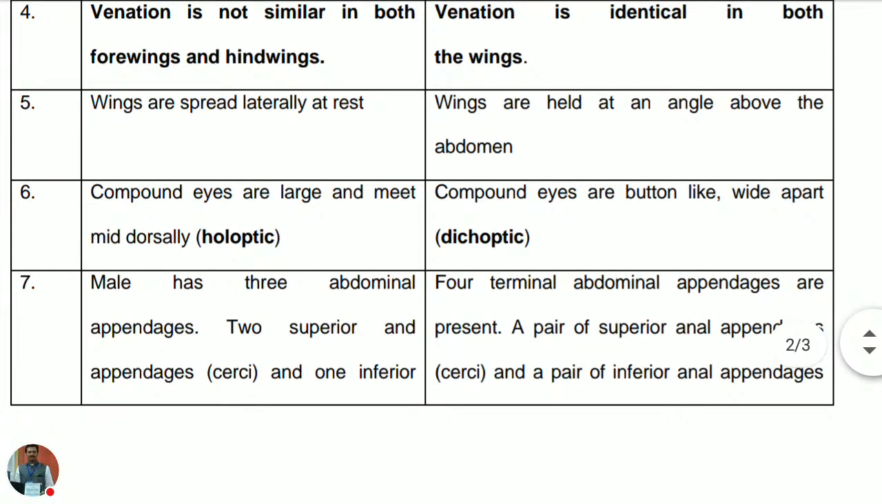Then point number 6, the compound eyes are large and meet mid-dorsally, so it is holoptic. And in case of damselflies, the compound eyes are button-like, they are wide apart. This is called dichoptic, meaning double eyes. You can see here in case of dragonflies, the appearance is of a single eye. You may say they are just joined to each other.